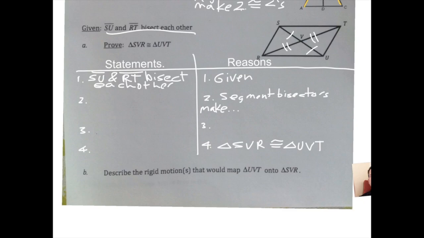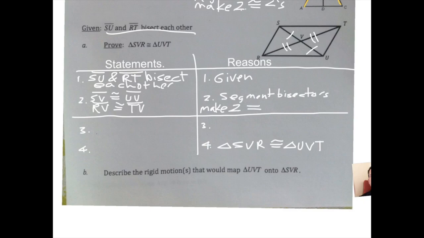I can jump right into recording that down right here in line number 2. I can say that SV must be the same size as UV. I can also add on that RV is congruent to TV. I could have done those as 2 separate lines, but I just did it all together as line number 2. And the reason is because segment bisectors make two equal, or you could say two congruent segments.